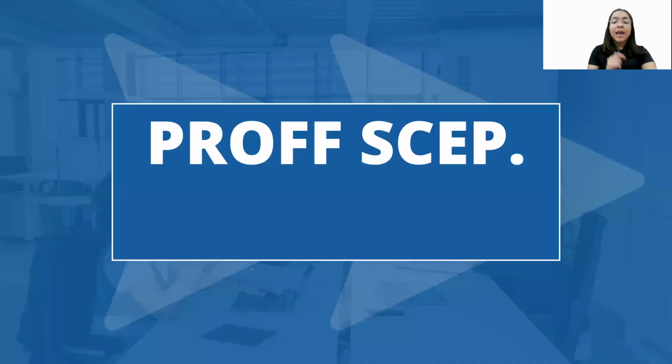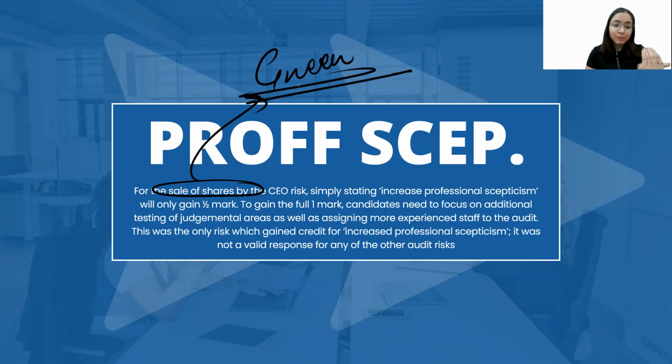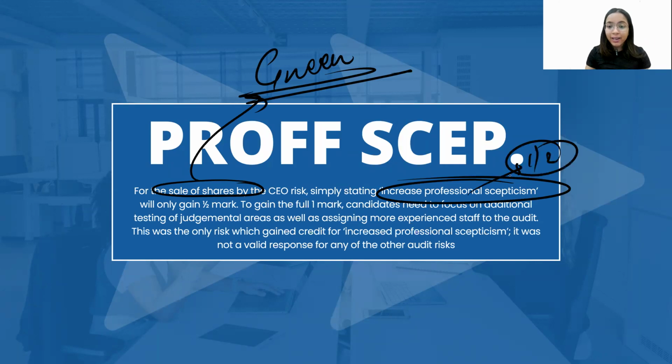Okay. Now I have a favorite thing that everybody writes: increased professional skepticism. The auditor should exercise increased professional skepticism. Let me know in the comment section how many of you actually write this. I guess everybody writes it. So the examiner has a comment on that as well. For the sale of shares in the green company, the CEO was selling shares. Everybody wrote increased professional skepticism. You will only get half marks.